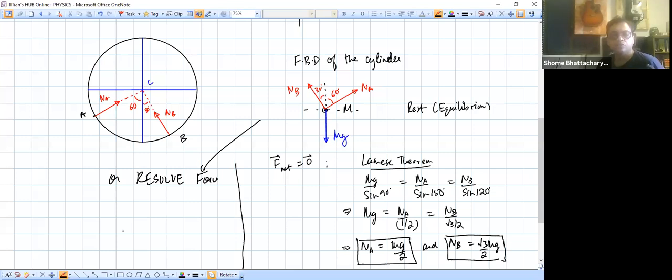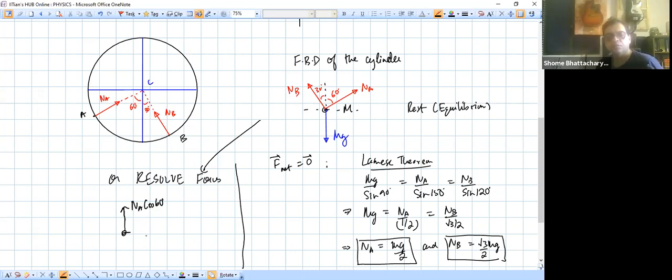Okay. So if you resolve the forces, you can see that the components of Na will become like this. This component will be Na cos 60, and this component will be Na sin 60. Okay. And the components of Nb similarly, this component will be Nb cos 30, and this component here will be Nb sin 30. And mg is already vertical, so we don't need to resolve.